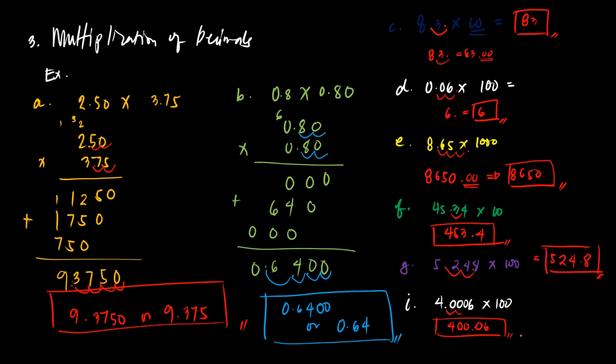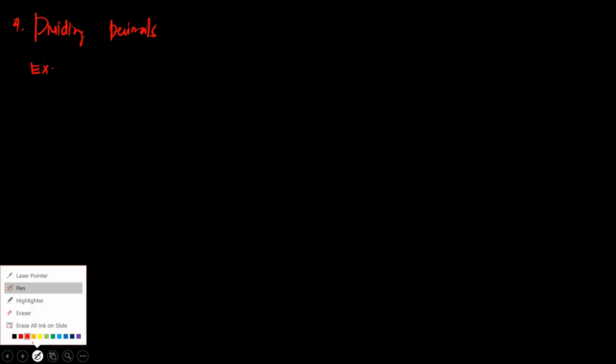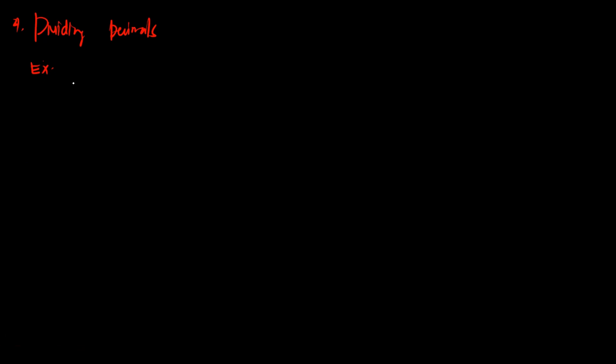Let's have the division. Let's have the dividing decimal. Okay, let's have an example. Dito, class, sa division, just normal division lang, class. We have 2.5 divided by 0.5. Okay, again, this is our dividend. This is our divisor. Our divisor is 0.5. Okay. So, nasa labas si divisor, nasa loob si dividend. So, 0.5 divided by 2.5.